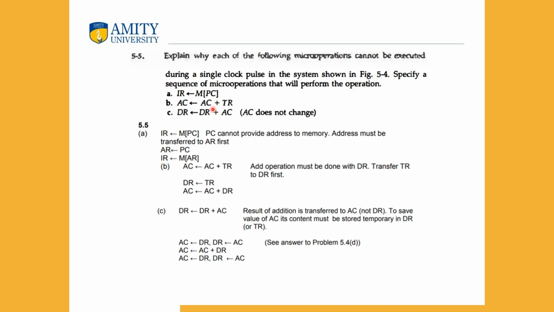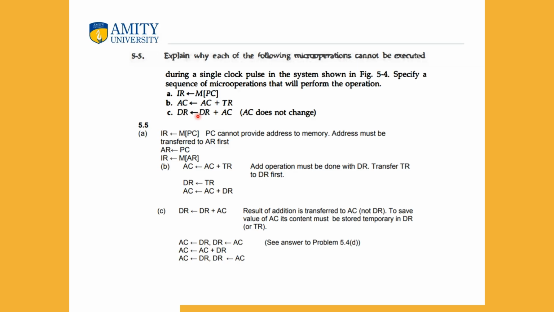Part B says we add TR to AC and then we store it in AC. The issue with this one is that TR is not connected to AC directly. Okay, so the add operation must be done with the DR. So in order to perform any operation on the accumulator register, it has to be either the input register or the data register. Since the input register is not connected to the bus, we will be using the data register. So we'll transfer the data of TR into the data register, and then we can perform the adding operation by doing AC plus DR and storing it into AC.